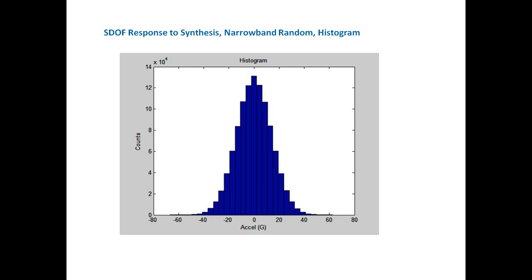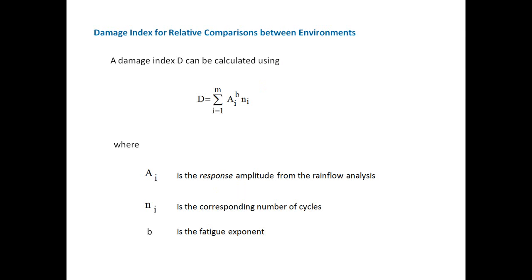Okay, here was the single degree of freedom response to the synthesis, and it had a narrowband histogram. So we have counts versus acceleration in G, where the G values are from the instantaneous acceleration response and put into bins. Now here's what I really wanted to get to.